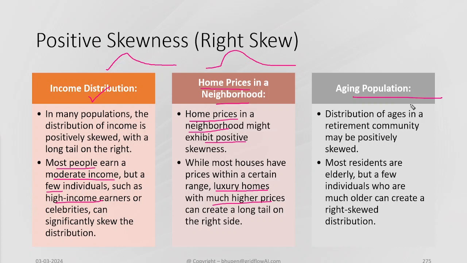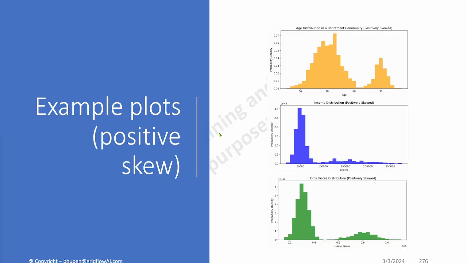An aging population can also be an example, where the distribution of ages in a retirement community can be positively skewed. In this community, most of the residents would be, let's say, around 60 to 70, but some residents could be close to 90 or even 100 or 110 plus. So these are right skewed or positively skewed data.